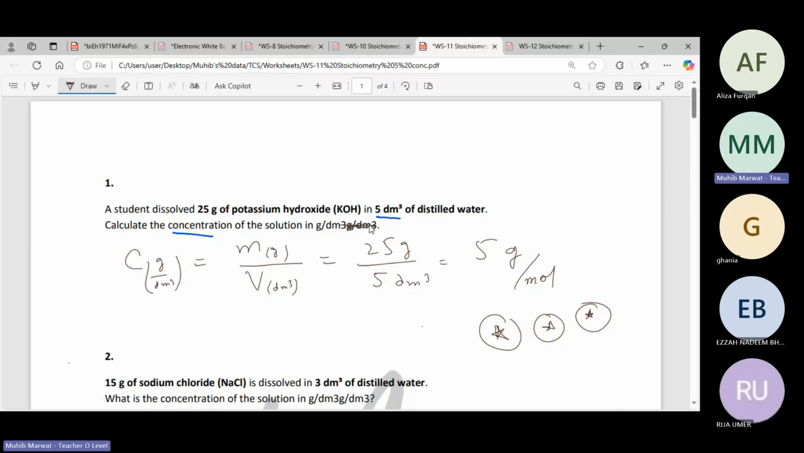There is no mole present. You have been given grams of potassium hydroxide, volume in dm cube, but simply you will have to calculate grams per dm cube. So there is no need to convert this into mole or anything else. Clear? Excellent point. Yes, this is dm cube, right?